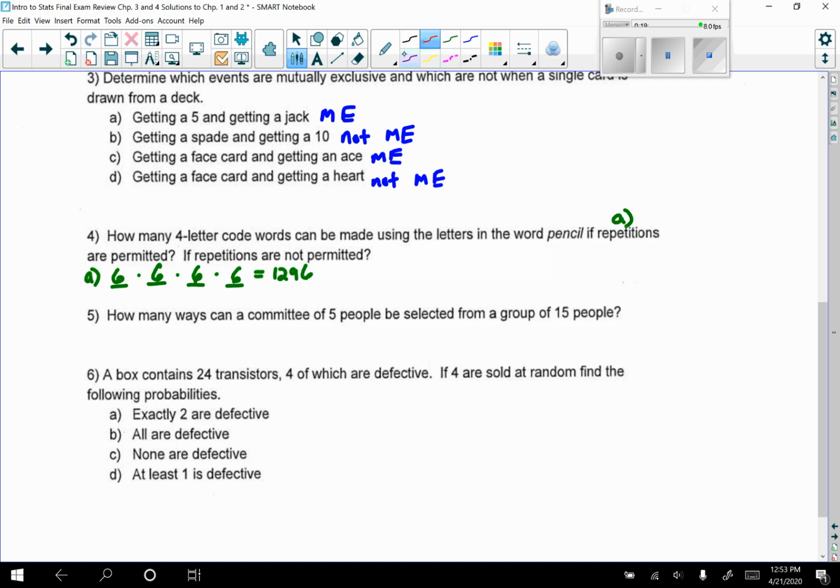And then B, if repetitions are not permitted, that means we have 6 to choose from, but assuming we already used one, we can't repeat. And notice all the letters are different in the word pencil. Then we're down to 5, then 4, and then 3. Or we could look at this as a permutation of 6 choose 4. Going back to that formula, this is going to be 6 factorial over, that's n factorial over n minus r, so we get 6 minus 4 factorial. Both of these turn out to be the same, 360. But it's a lot easier to understand it this way. If we have 6 options, we pick one letter, now we only have 5 to choose from, then 4 and then 3.